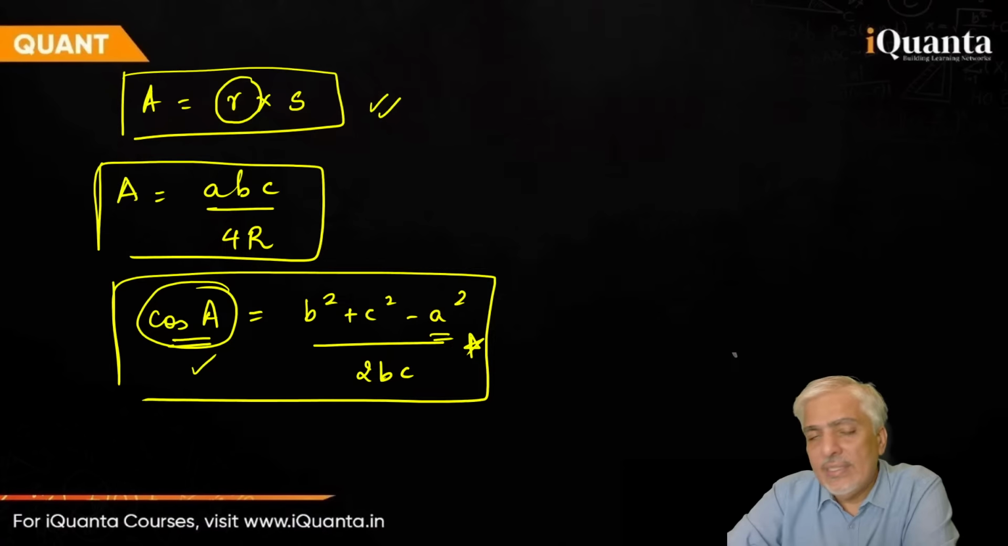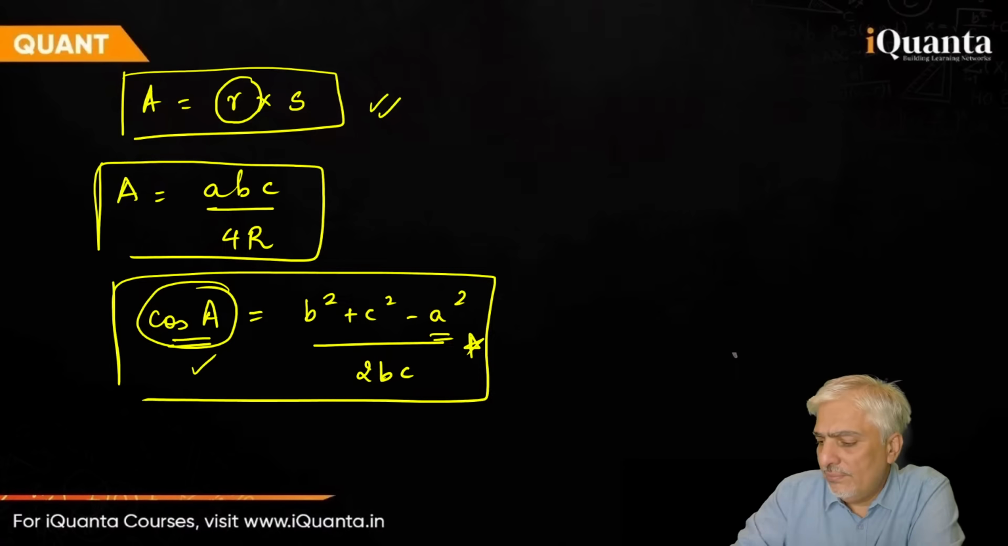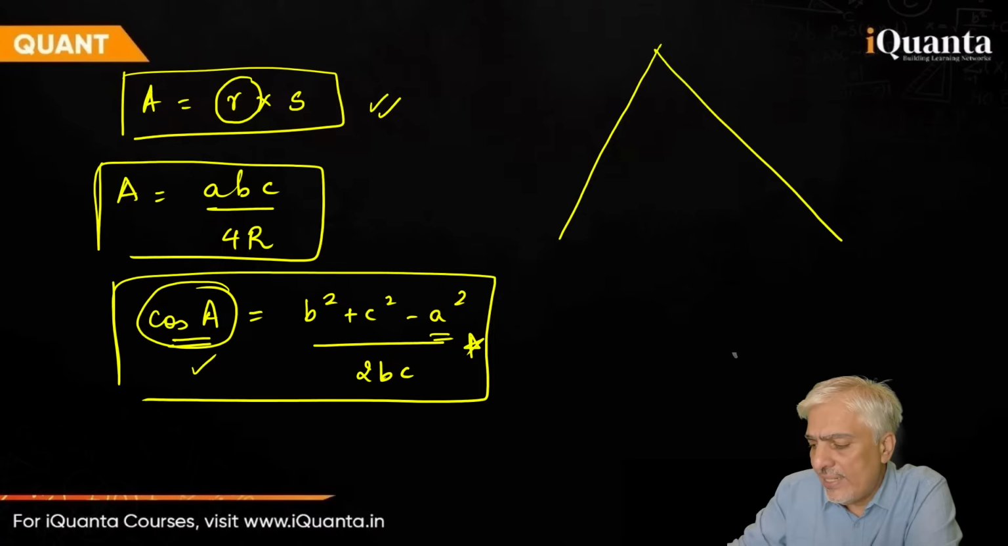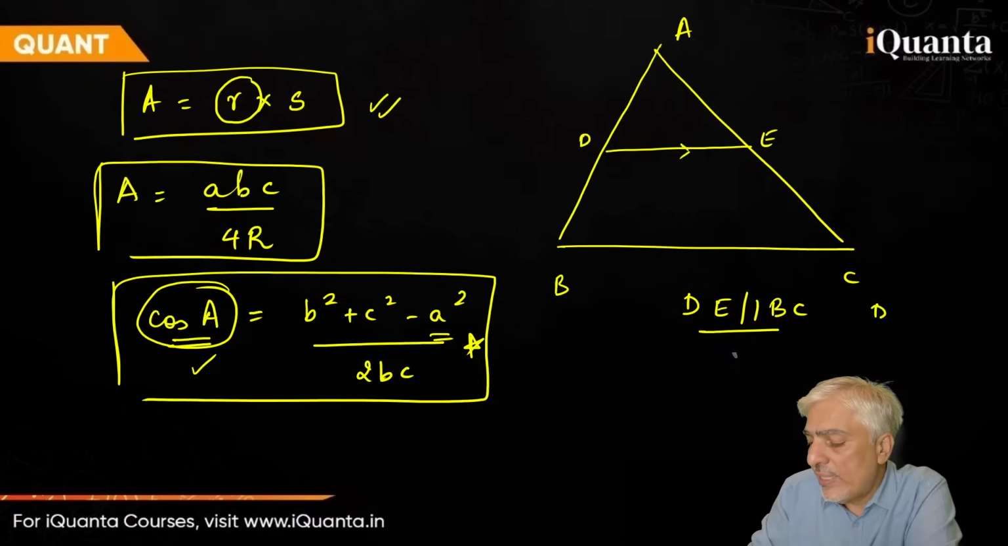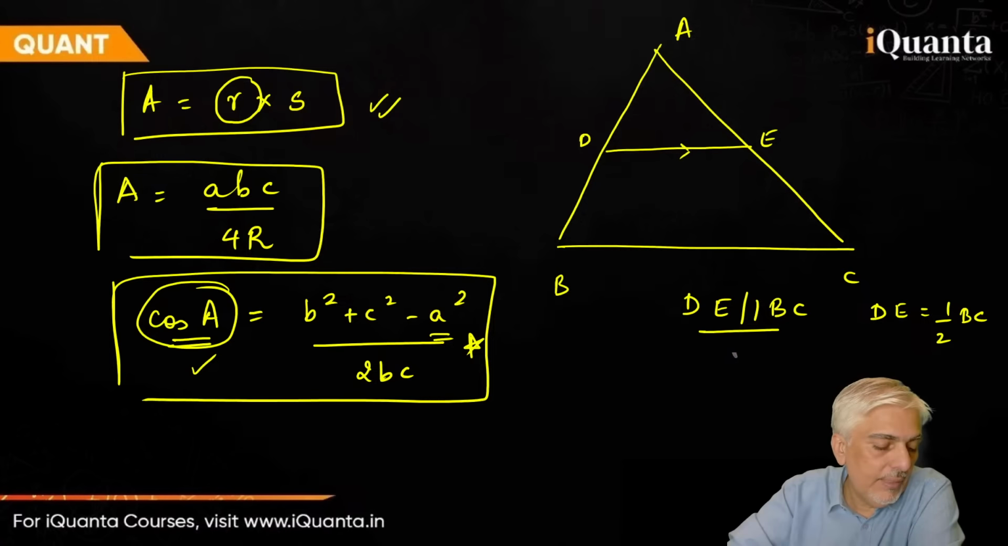Okay. Let's talk a little bit about something else. Basic stuff: the midpoint theorem in similarity. Suppose I have triangle ABC and this line is joining the midpoints, then what do we know? Obviously, the line is parallel, that we know, but we also know that DE will be parallel to BC, as well as DE will be half of BC, right?